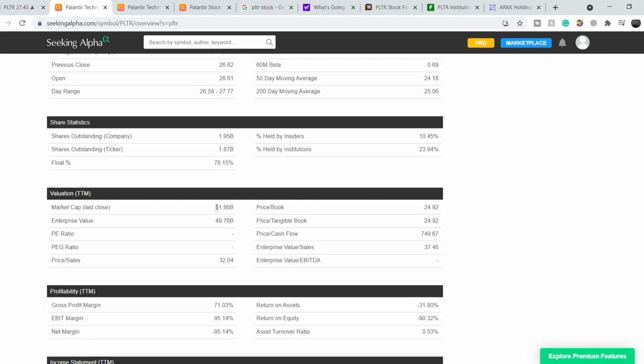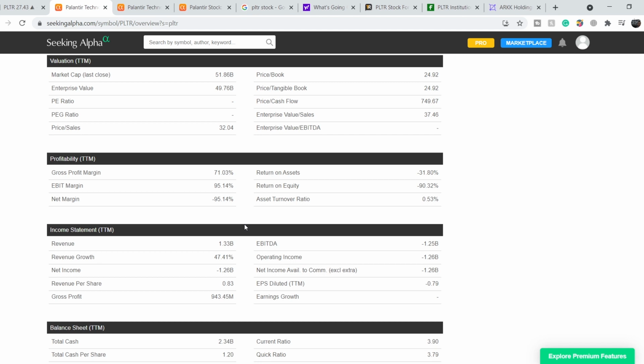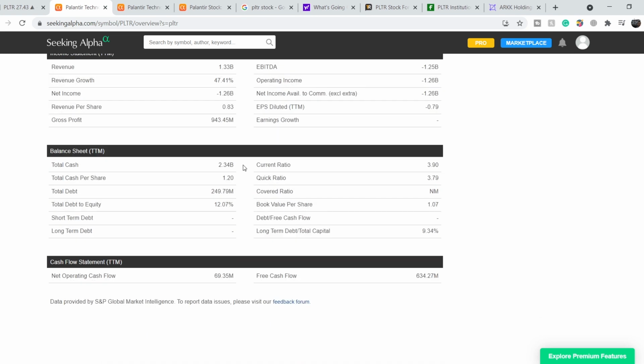And let's continue with their numbers. For now, they have a market cap of $51.86 billion. They have a revenue of $1.33 billion with a negative net income of $1.26 billion. They have a very good revenue growth of 47.41%. They have a cash position of $2.34 billion with a total debt of $249.79 million. A very good ratio between cash position and total debt, and that is why their current ratio and quick ratio are very good, at 3.9 and 3.79 respectively.